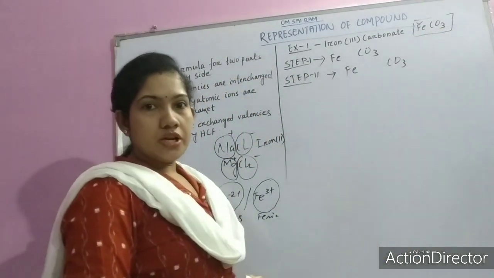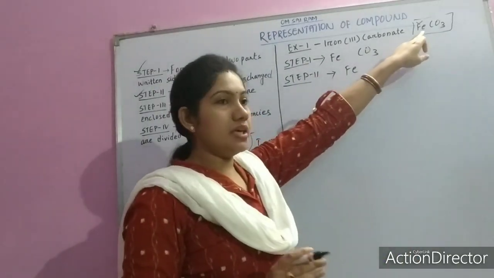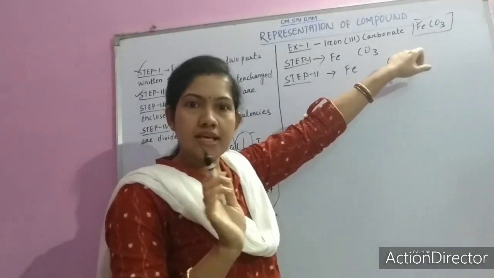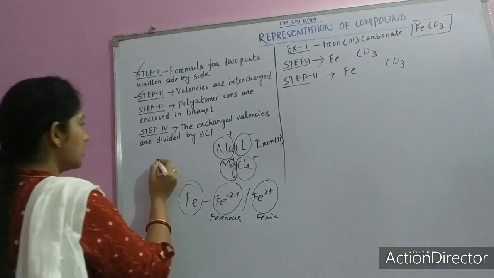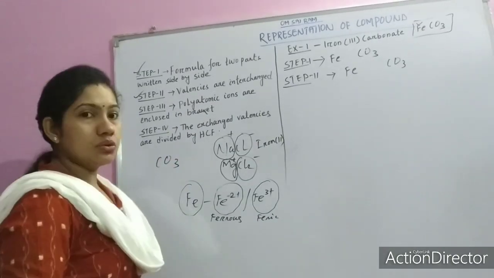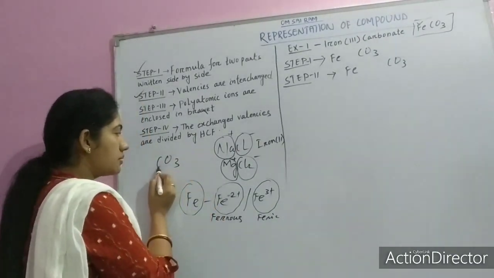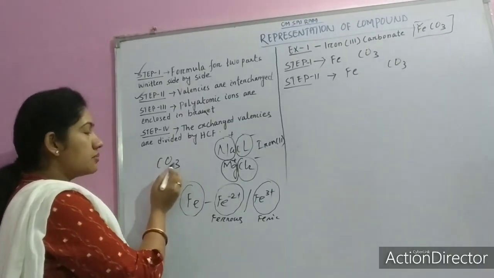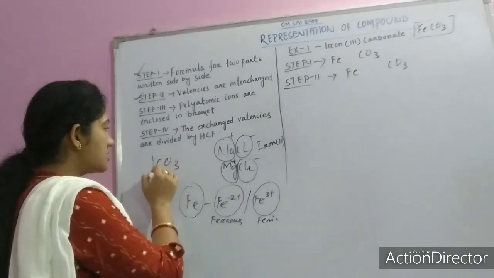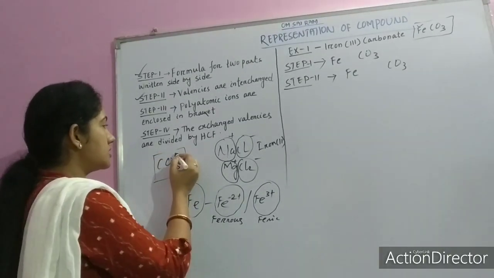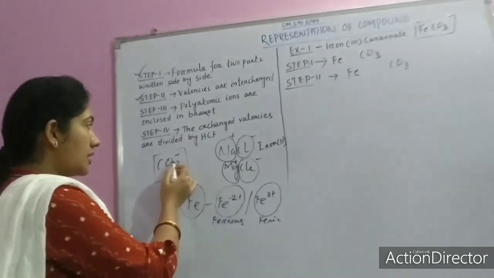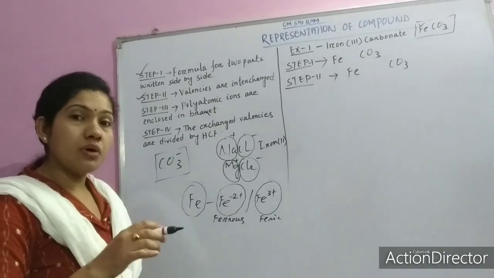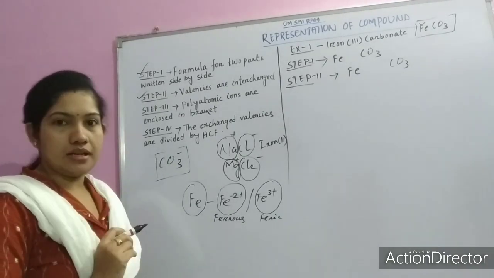Fe is not a polyatomic ion because Fe, or iron, is a single element. But if we move on to CO3, CO3 is the combination of carbon and oxygen. 1 carbon and 3 oxygen means this is a polyatomic ion, CO3 minus. As I said, CO3 is an ion. So this is a polyatomic ion, or else what we can say? This is a radical.